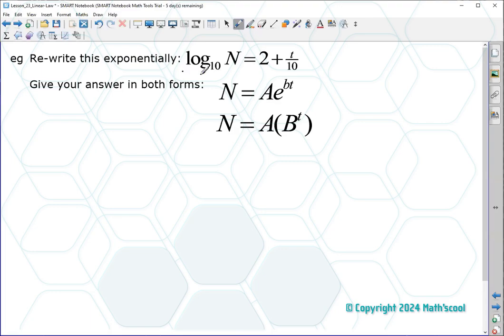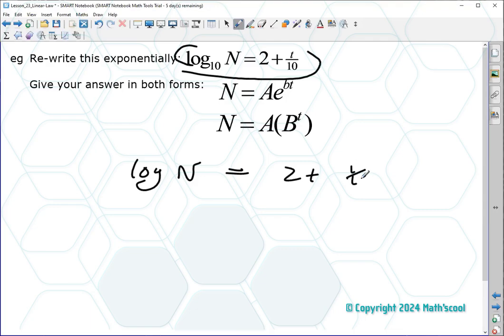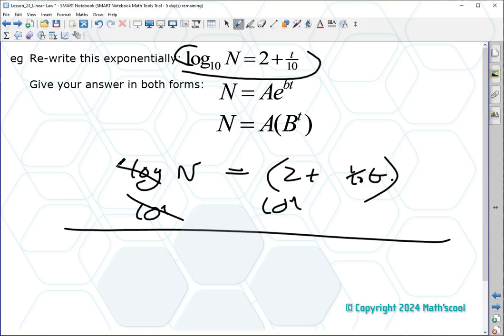It's asking us to rewrite this equation. So in this case, there aren't any log terms to collect, so I'm just going to get rid of the log first of all. So I've got log of n equals 2 plus a 10th t, and I'm going to do 10 to the power. Now I can't do 10 to the power on this side because I've got two terms, so I'll have to bracket them first and then do 10 to the power. So that's going to give me n equals 10 to the power 2 plus 1 over 10 t.